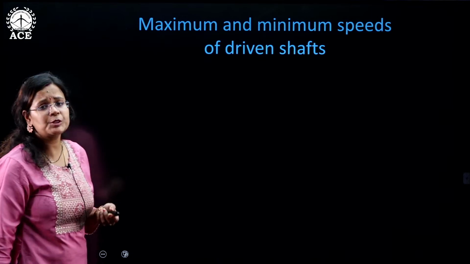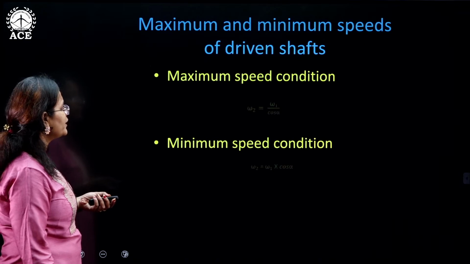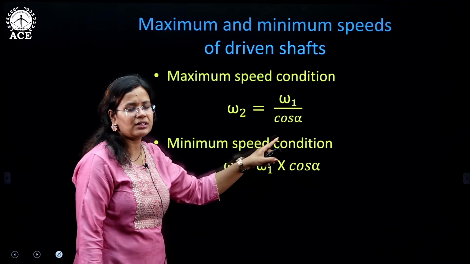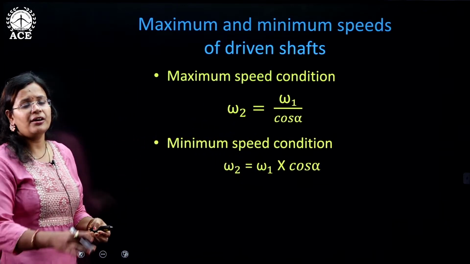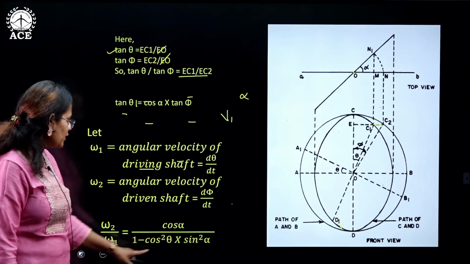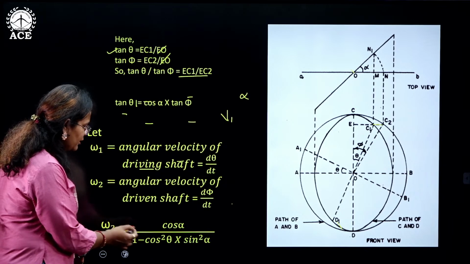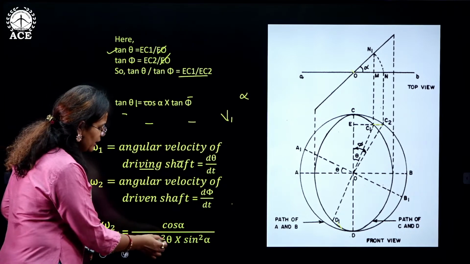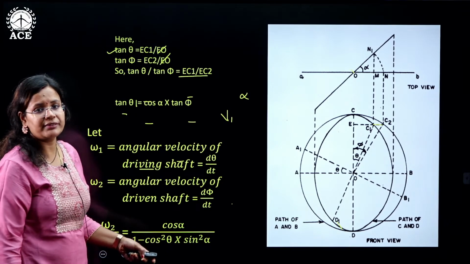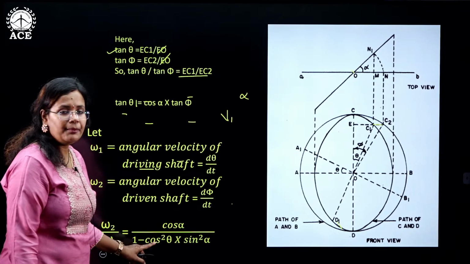Maximum and minimum speeds are also given for the driven shaft. The maximum speed condition is omega 2 is omega 1 by cos alpha. This is obtained from this same equation, where when the driven shaft speed is maximum, the denominator has to be minimum. When it is minimum, theta has to be 90 degrees or 270 degrees.